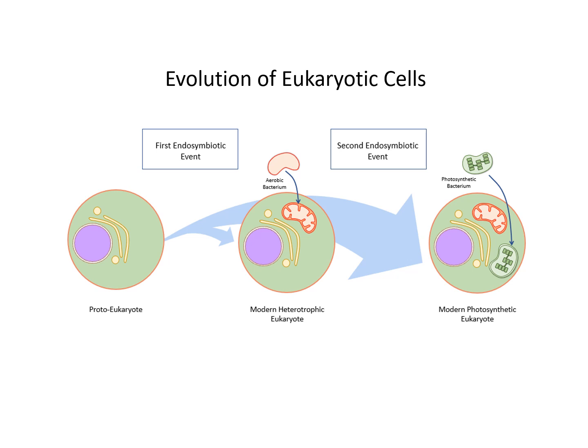Mitochondria were acquired by all eukaryotes, so every eukaryotic cell has, or once had, mitochondria. Only photosynthetic eukaryotes, such as plants and algae, have chloroplasts in addition to mitochondria.